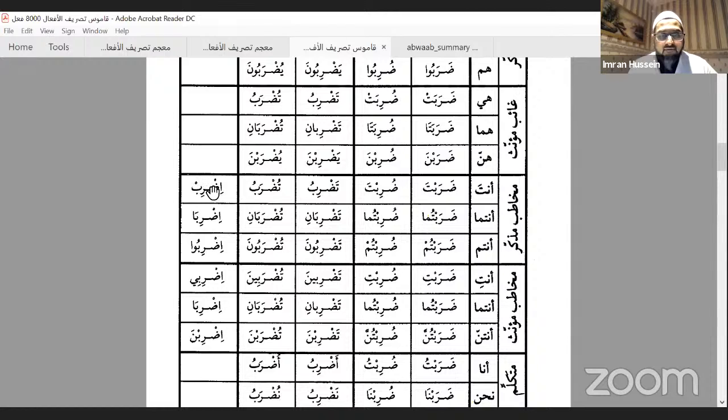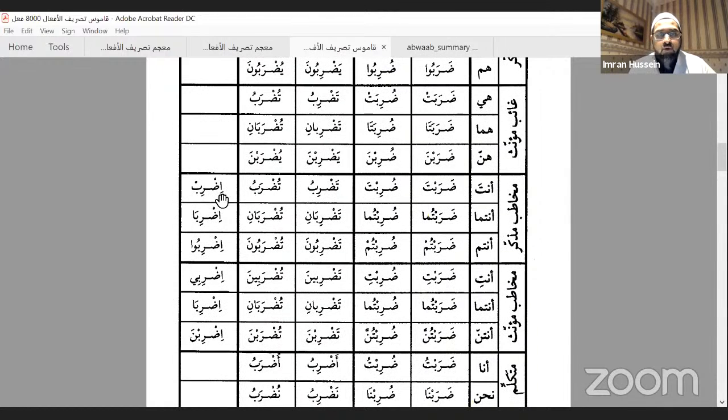The i'rab for the alif is governed by the middle letter. Because the ra here has a kasra, the hamzatul wasl will also be given a kasra. And then the last letter, which had the dhamma, will be given a sukoon, and it becomes idrib. Then the dual and the plurals for the masculine and the feminine.